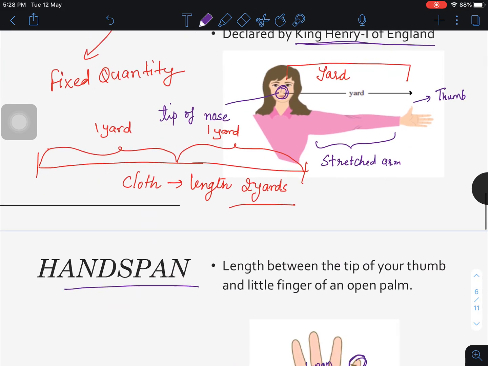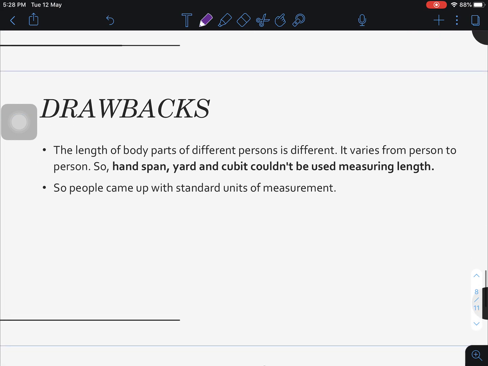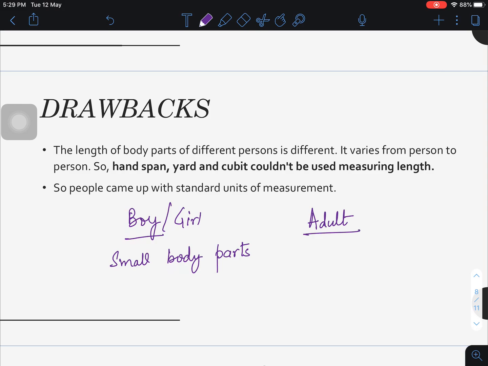But there was a big problem with this. There was a big drawback or disadvantage of using them. The disadvantage was that it used to vary from person to person. If there is a boy, the boy must be having small body parts, or there is a girl. But if there is an adult, so the adult must be having larger body parts, right? So you will get different length.